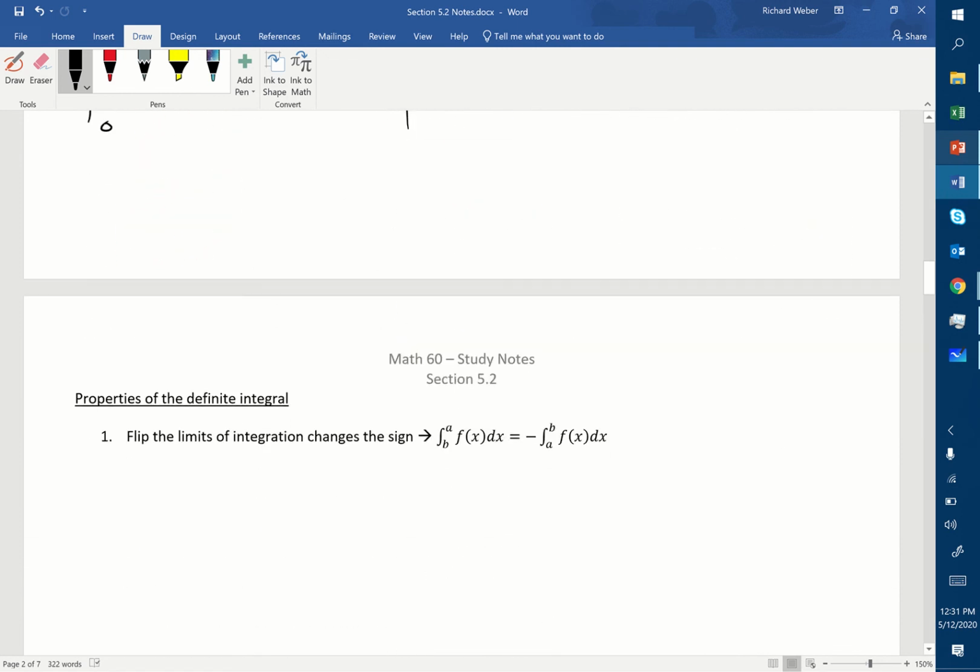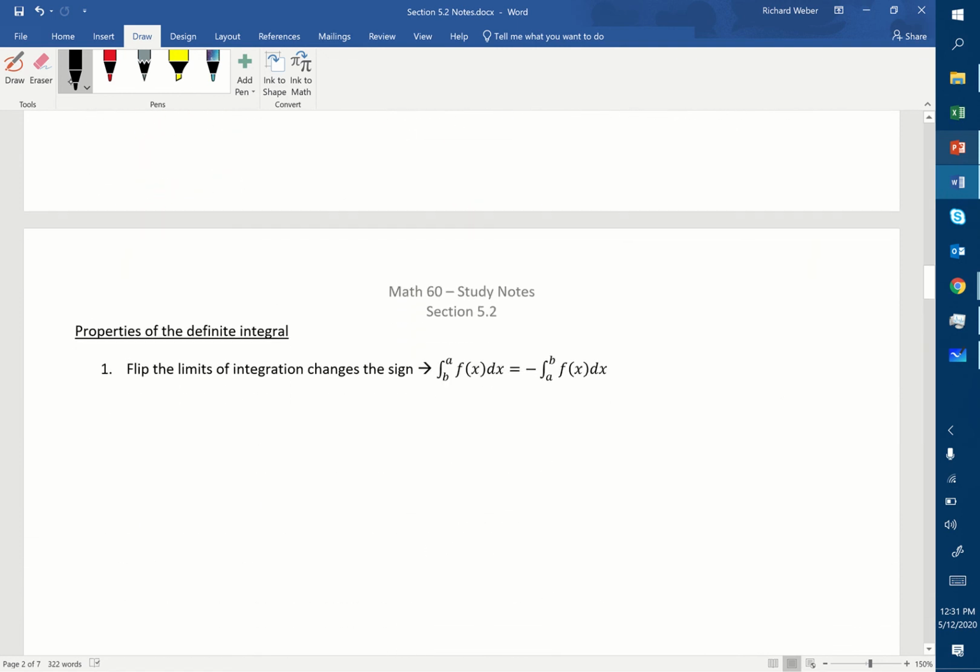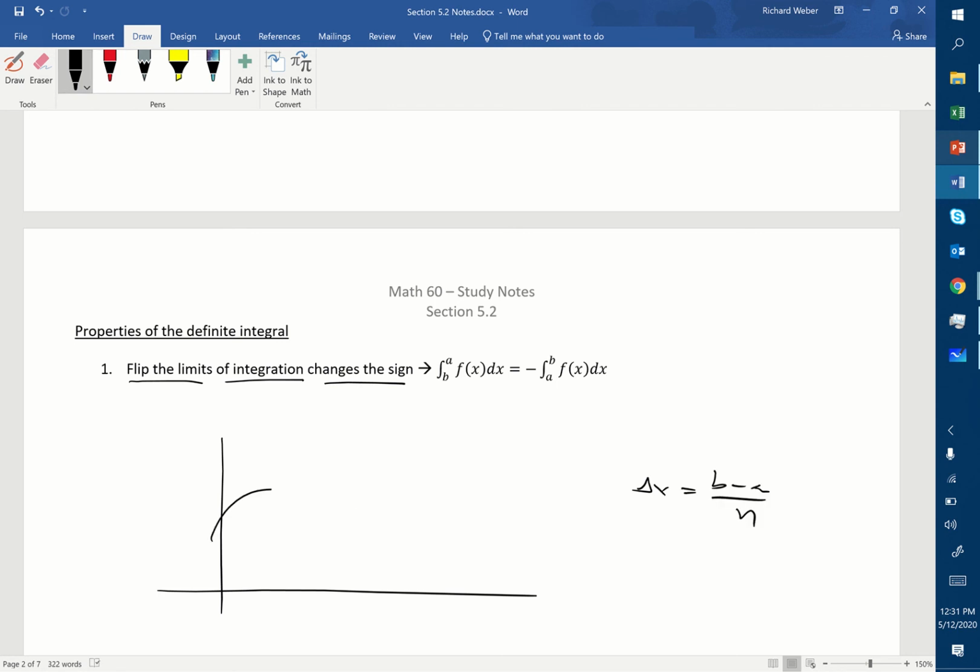Okay, so let's do a couple of properties here. This one says, and I said this in our language, flip the limits of integration. What it does is it changes the sign of your integral. And the question is, why? The answer is found really in the definition of delta x being b minus a over n. So if you got f cruising through space like this, and you're divvying up like this from a to b, right?